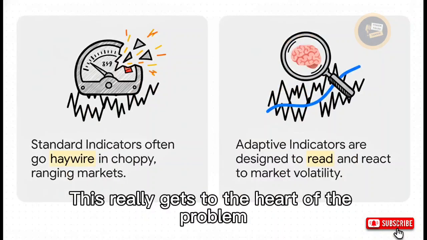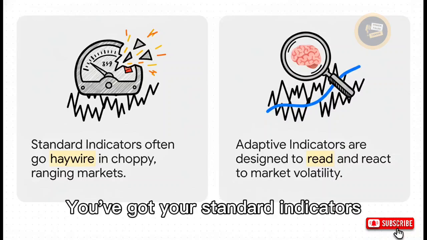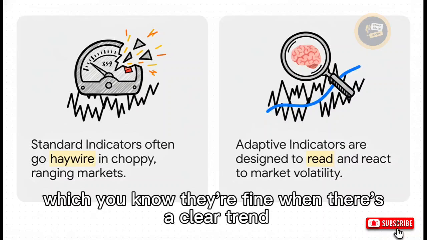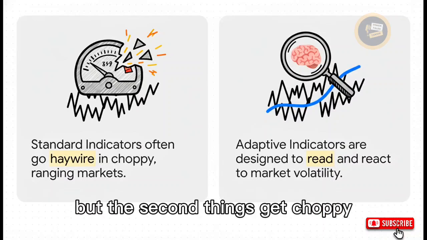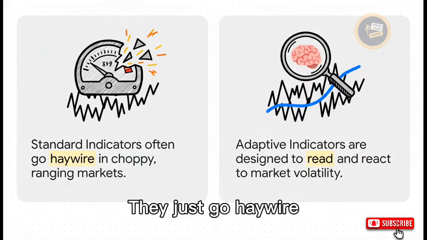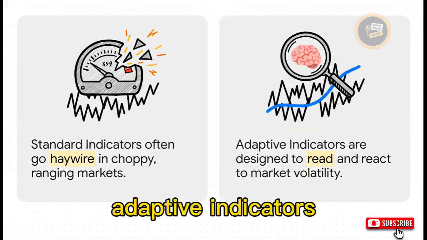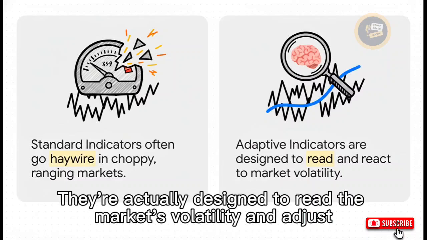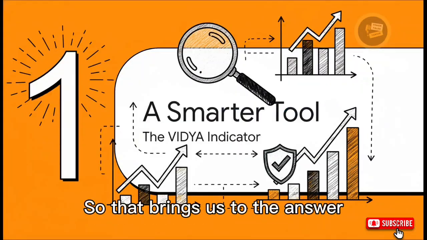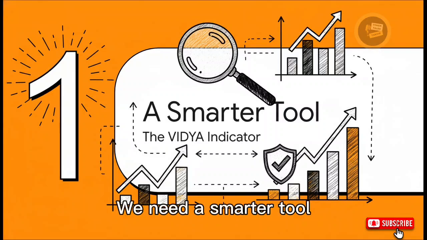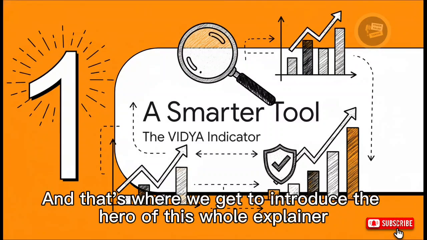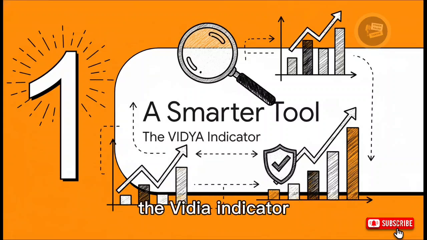This really gets to the heart of the problem. You've got your standard indicators, which are fine when there's a clear trend. But the second things get choppy, they just go haywire. But then there's another class of tools: adaptive indicators. These are built differently. They're actually designed to read the market's volatility and adjust. So that brings us to the answer, doesn't it? We need a smarter tool. And that's where we get to introduce the hero of this whole explainer, the VIDYA Indicator.